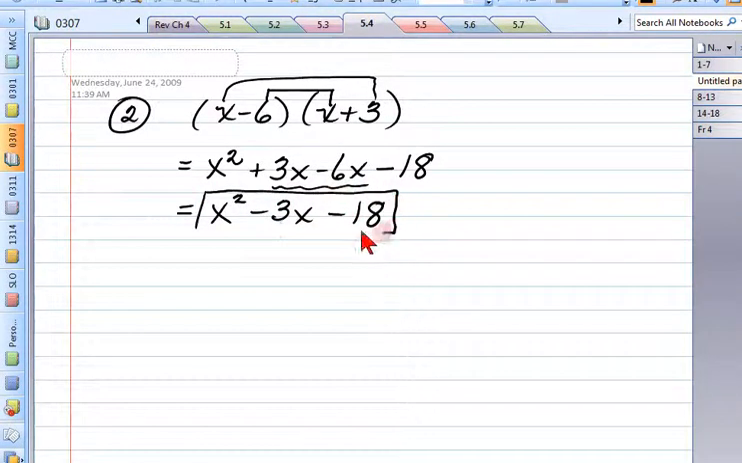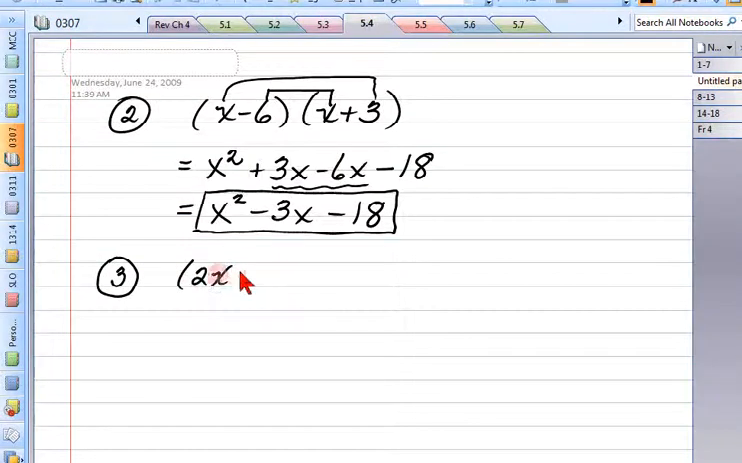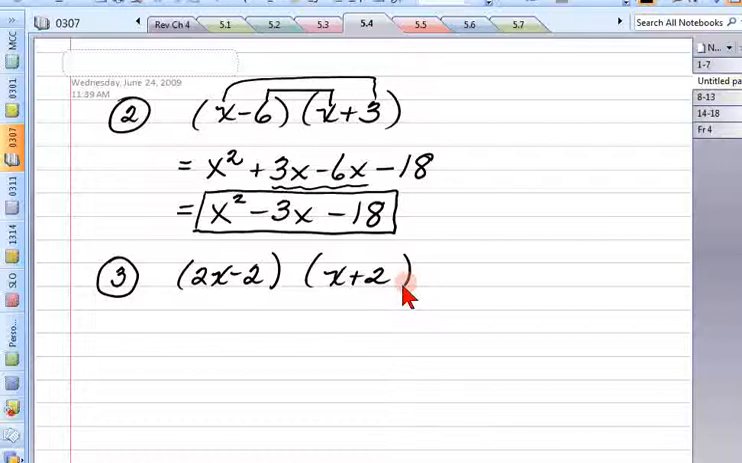Now, let me tell you what our goal is. Our ultimate goal in using FOIL, and you don't have to do this, is to look at the outer product and look at the inner product and hold them in our head and add them together and simply write down the answer. Let me show you in problem number 3. We have 2x minus 2 times x plus 2.